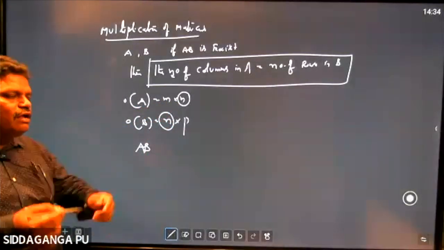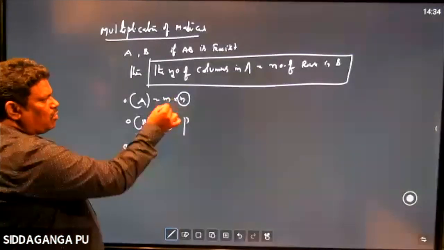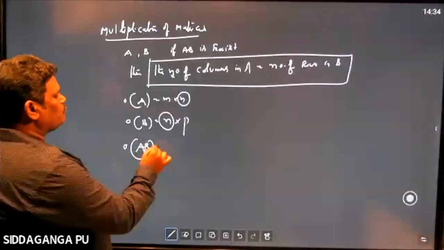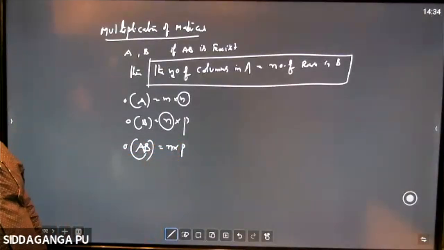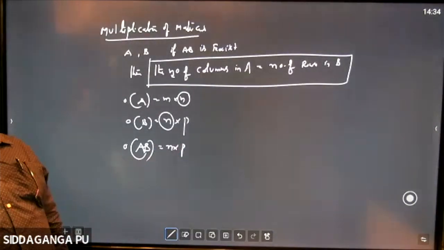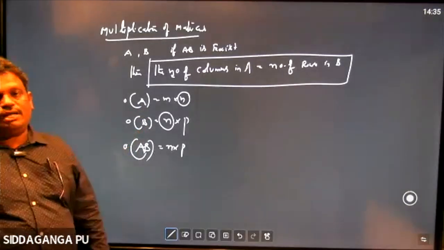Then what is the order of the resulting matrix? When there is a common number, we eliminate it. The remaining number of rows by number of columns, m by p, is the order of the product matrix, the conformable matrix. Here A has order m by n and B has order n by p.